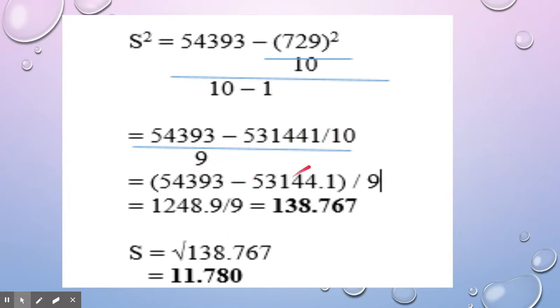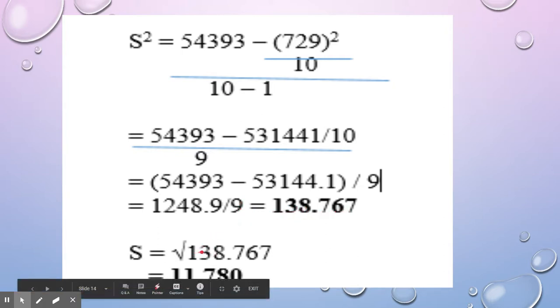When we divide that by 10, we get 531,441 divided by 10, which is 53,144.1. Now we can minus that from our 54,393. That gives us 1,248.9. We divide that by 9, and we get our variance. We take the square root of the variance, and that gives us the standard deviation.